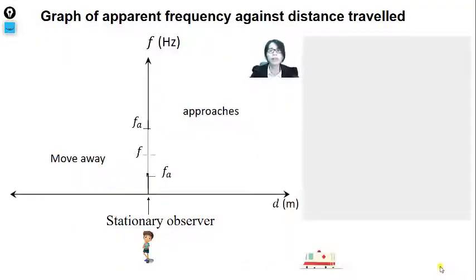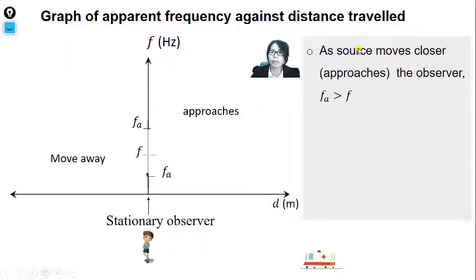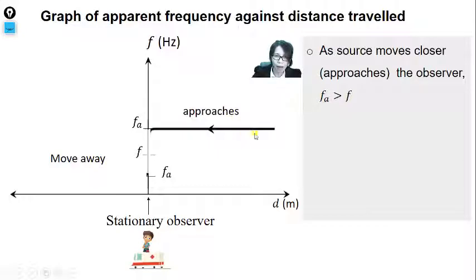Alright, so we will notice that our frequency changes as the source approaches or moves away. So we might plot a graph of frequency against distance travelled. As the source moves closer, approaching the observer, we notice that our apparent frequency is always larger than the actual frequency. Our apparent frequency when the source approaches is higher than the actual frequency.